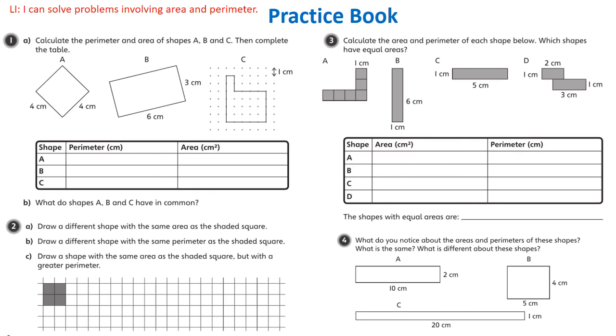In 3, you are calculating the area and the perimeter of each of the shapes. Just be careful with D again, because that's your compound shape. And then number 4 is asking you what you notice about the areas and perimeters of these shapes. What's the same, what's different? So first of all, find out the perimeter and the area of each one, and then you can look at them to compare them.